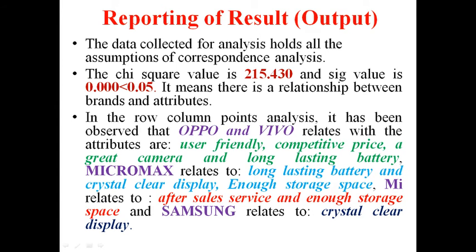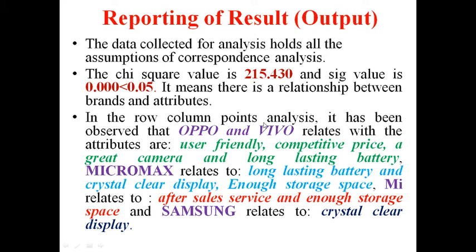So what is the final result we can say here? You can see a reporting of result. The data collected for analysis holds all the assumptions of correspondence analysis. The chi-square value is 215.430 and the significant value is 0.000, which is less than 0.05. It means there is a relationship between brands and attributes.